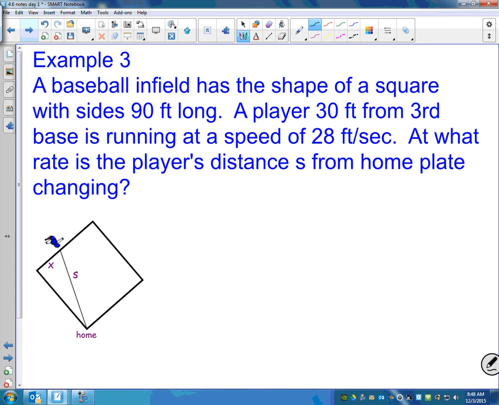Got some picture of the guy running the base. A baseball infield has the shape of a square, the side 90 feet long. A player 30 feet from third base is running at a speed of 28 feet per second. At what rate is the player's distance, S, from home plate changing? First question, 28 feet per second.